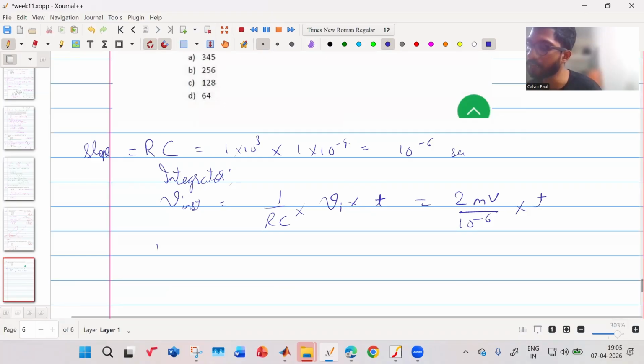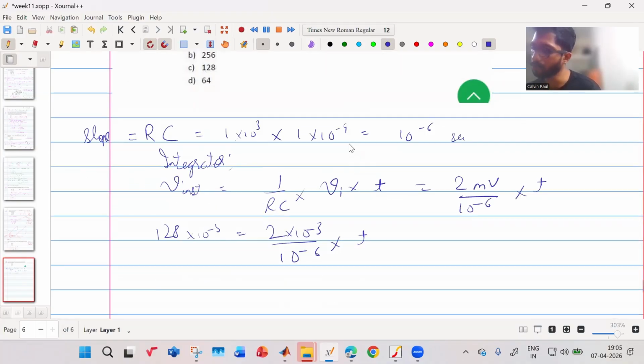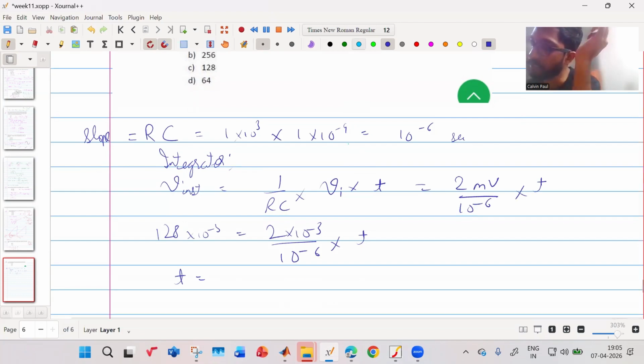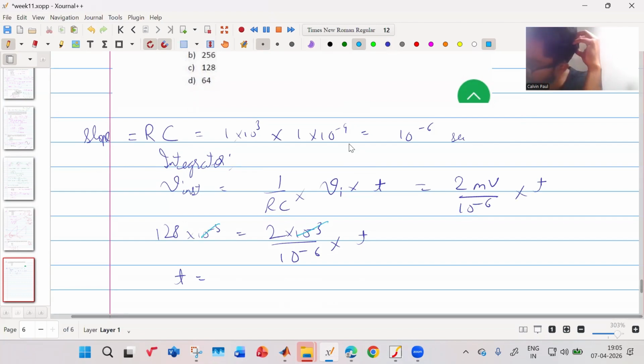Your V instantaneous is 128 millivolt. VI is 2 into 10 to the power minus 3, and this 10 to the power minus 6, into T. Right? So the time required is what? This and this get cancelled. So the time required is 128 by 2 into 10 to the power minus 6. So that is 64 into 10 to the power minus 6 seconds, right? So this is the time required.